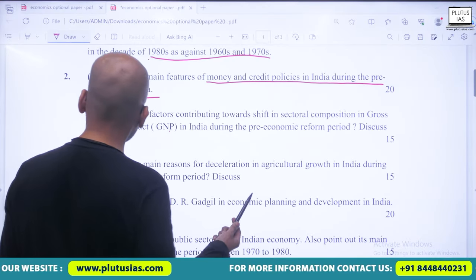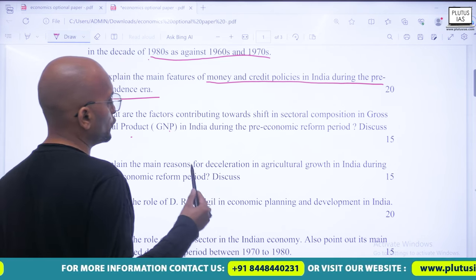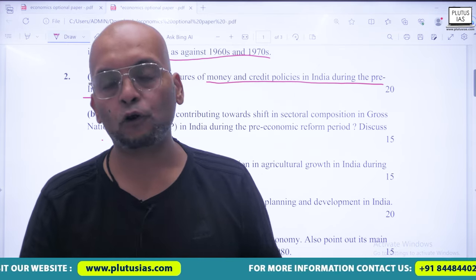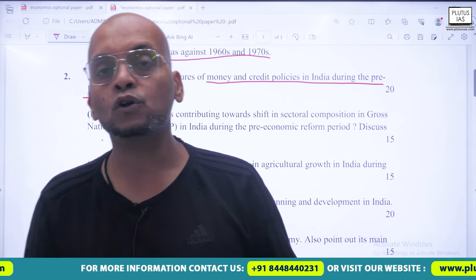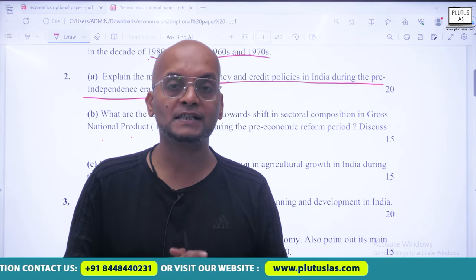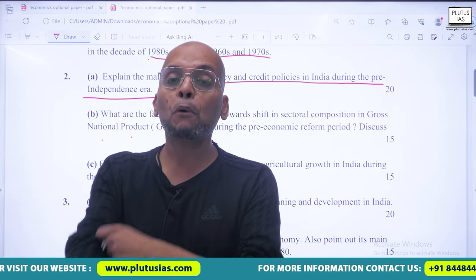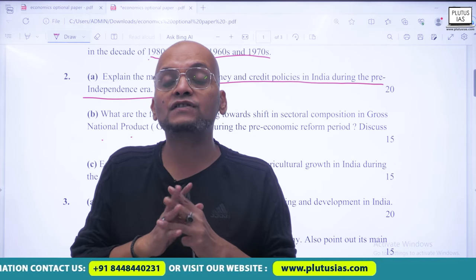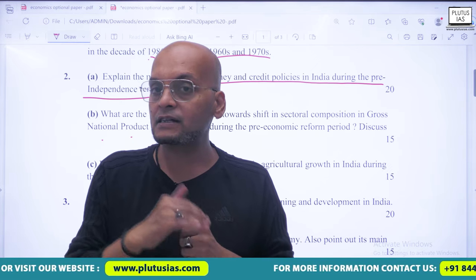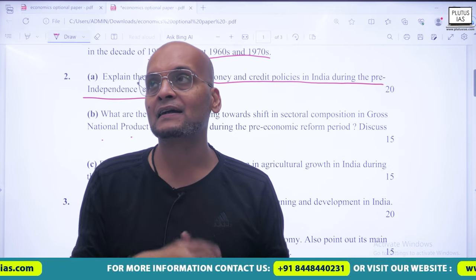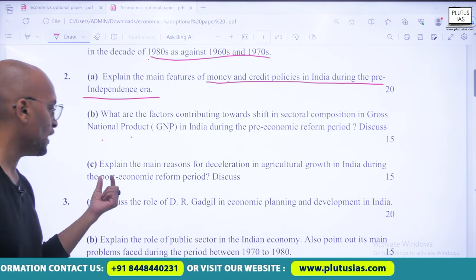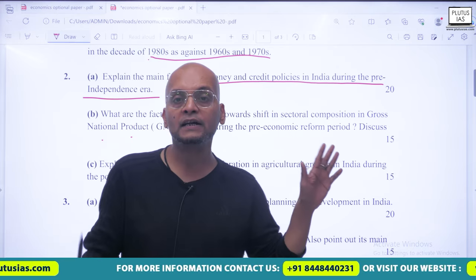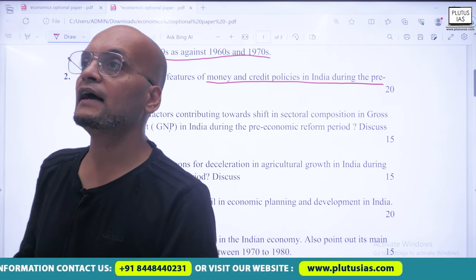C. Explain the main reasons for the decline in agricultural growth in India during the post-economic reform period. See, now the question is asking that after the economic reforms, that is the reforms of 1991-1992, known as liberalization, privatization, globalization, LPG reforms, very famous and important. So after these reforms were made, what was the impact on agriculture? We all know that agriculture declined. So why did agriculture decline? That's what the question is, and that's what we are required to explain: what happened and why it happened.